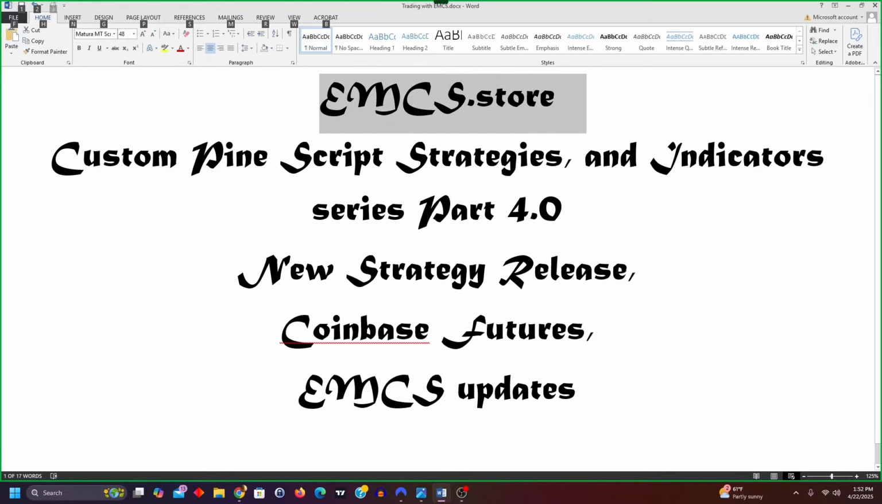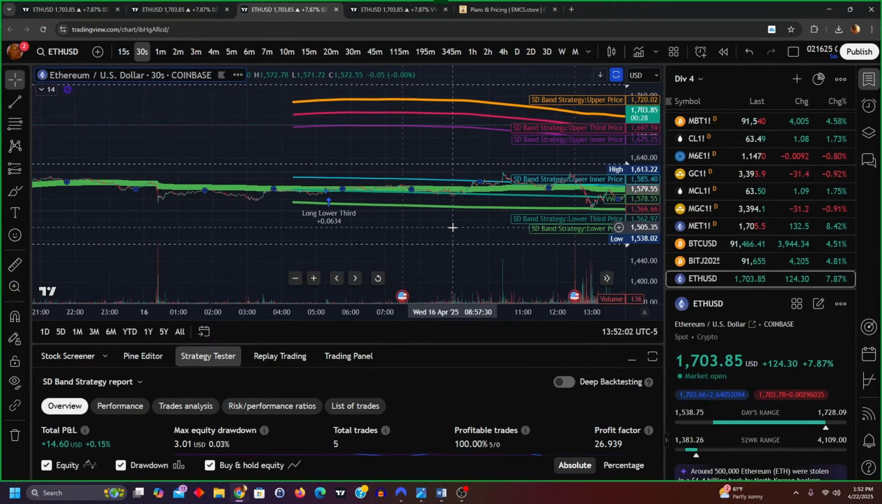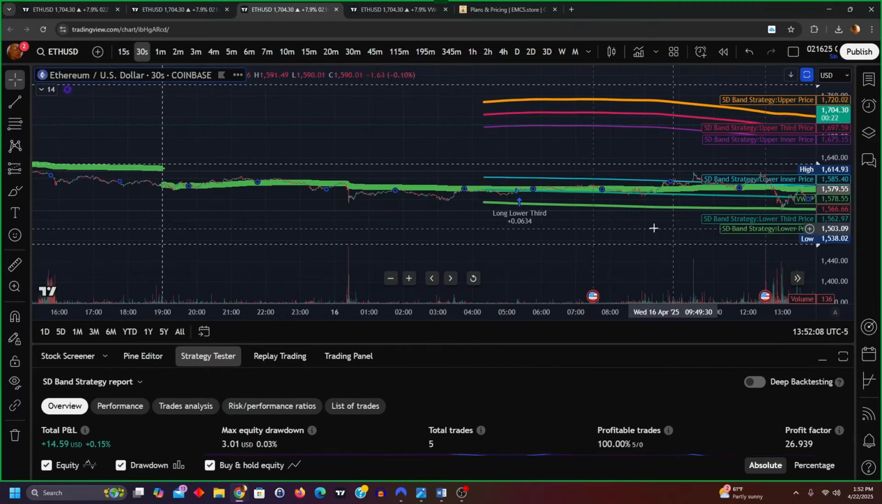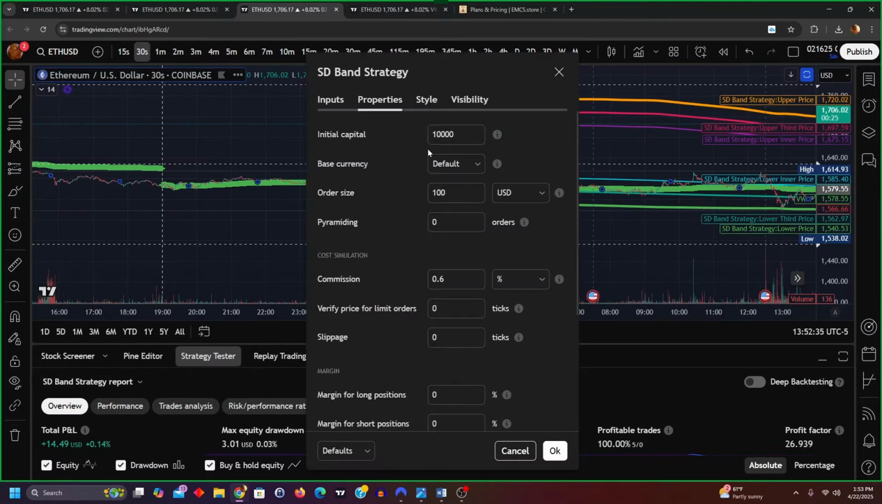So right off the bat, let's jump into the new strategy we released for our members. We are quite proud of this strategy. We've had a lot of success with it, and so have our members, in combination with other things and standalone. And in this particular use case example, we're going to use Ethereum, and this strategy is set up similar to others we've presented.